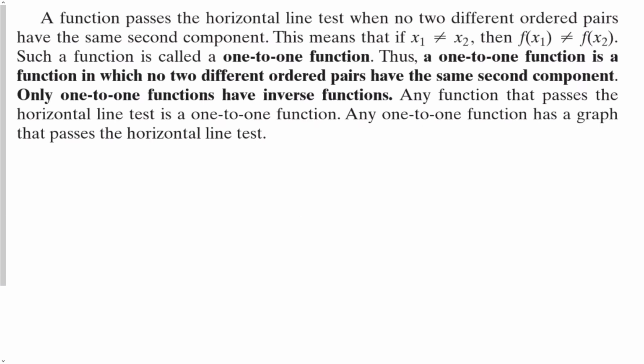Okay? So a function passes the horizontal line test when no two different ordered pairs have the same second component. So this means that if x1 does not equal x2, then f of x1 cannot equal f of x2 either. Such a function is called one-to-one. So basically, a one-to-one function is any function that passes the horizontal line test. It's a function in which no two different ordered pairs have the same second component. Only one-to-one functions have inverse functions. Only functions that pass the horizontal line test have inverses that are functions.